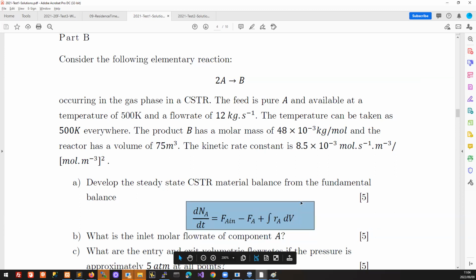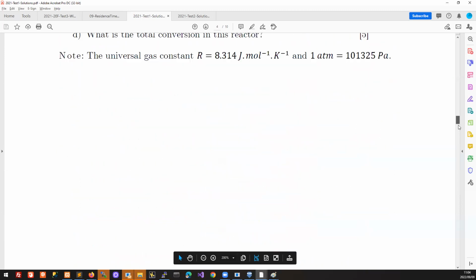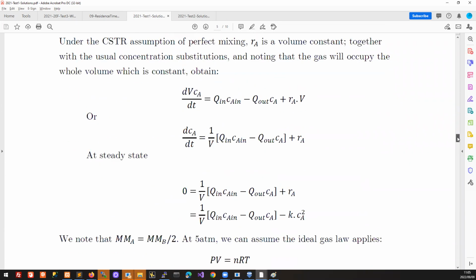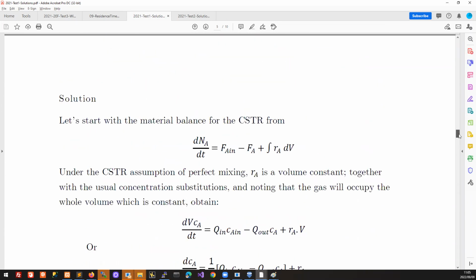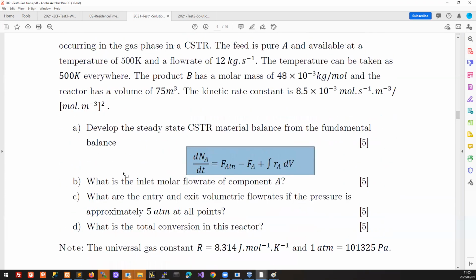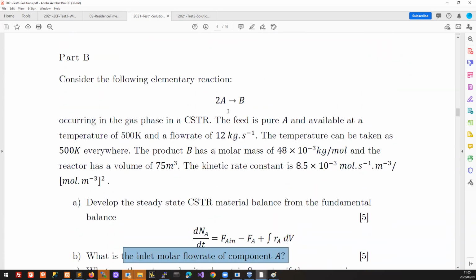So you show all the steps towards that here. I think this is a complete worked out solution, so that is also shown there. Then we want to know the inlet molar flow rate of A. It says here the feed is pure A. It's giving us its flow rate and its temperature.